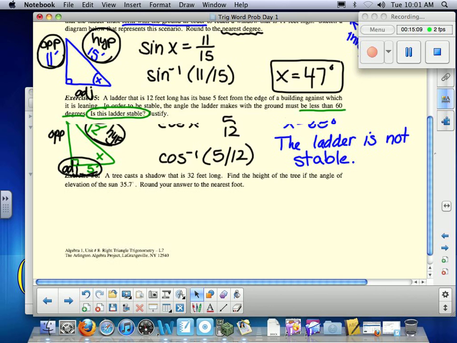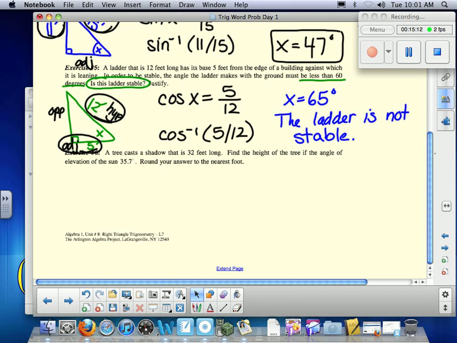Very nice. We shifted to trees, very exciting. It's always shadows though, isn't it? A tree casts a shadow that's 32 feet long. Find the height of the tree, if the angle of elevation of the sun is 35.7. That's not cool, man. Round your answer to the nearest foot.